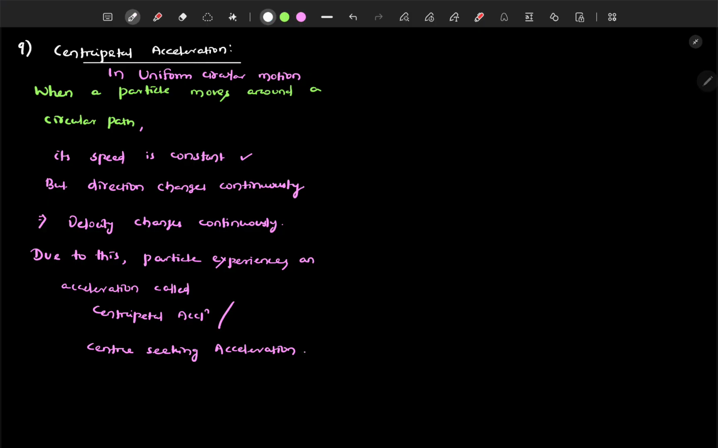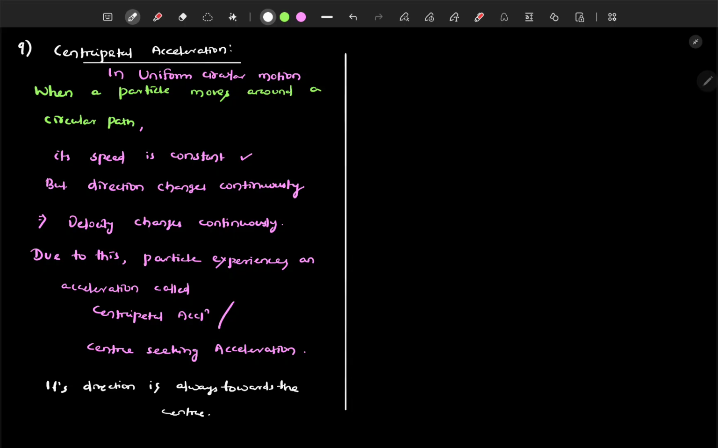Yes, so finally you can say its direction is always towards the center of the circular track, or simply write towards the center. Now how to derive the expression for centripetal acceleration? Now see, focus upon a diagram actually.